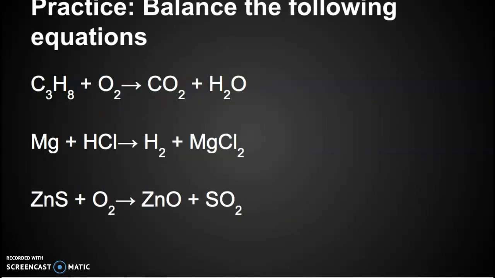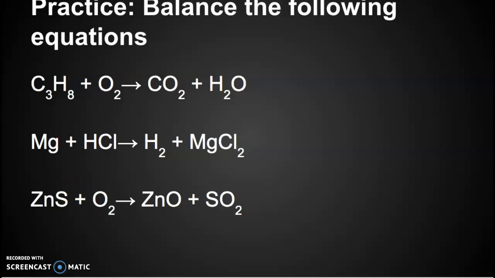So here we have several chemical reactions. We have the combustion of propane. We have single replacement of magnesium with hydrochloric acid. And we have single replacement of zinc sulfide with oxygen. So what you want to do is look at these and see how many of each element are on each side, and then change the coefficients to balance. Go ahead and pause the video here, give it a shot.